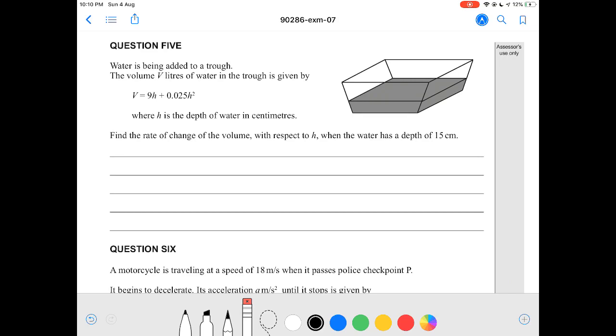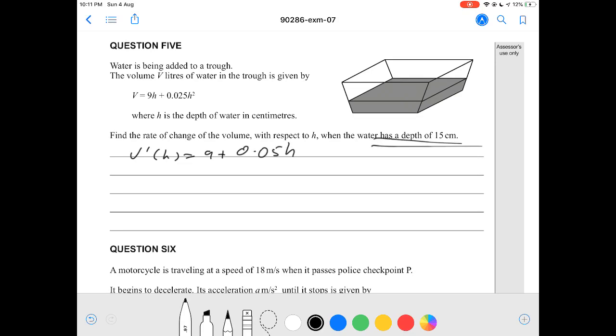So water is being added to a trough. The volume V liters of water in the trough is given by V equals 9H plus 0.025H squared, where H is the depth of water in centimeters. Find the rate of change of the volume with respect to H when the water has a depth of 15 centimeters. So basically, this is just an application type question for find the gradient at a point of x equals something. So we're going to follow the exact same procedure. So we're going to find our gradient function V dash of H that equals 9 plus 0.05H.